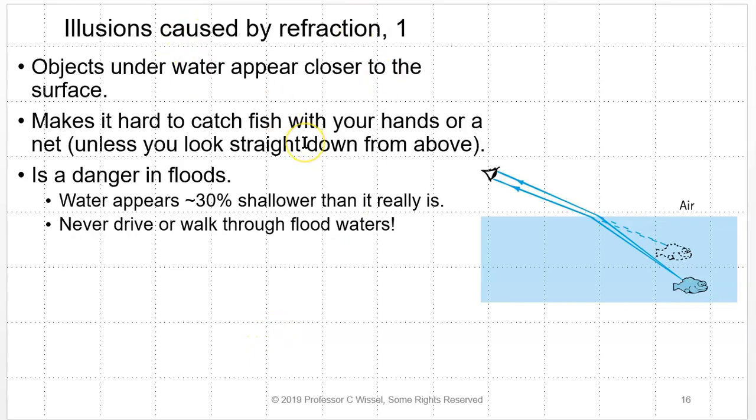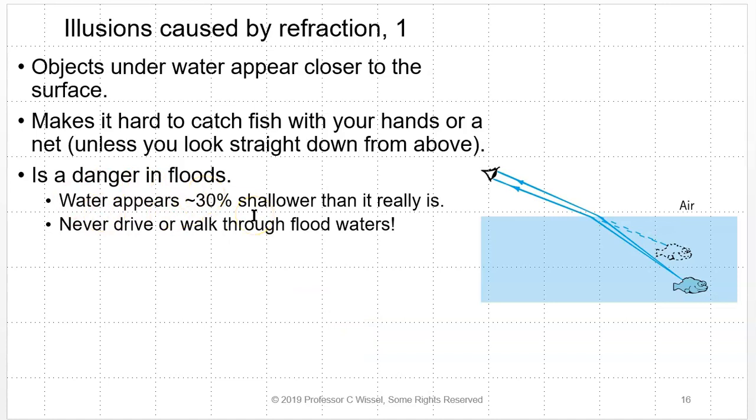Okay, now there's all kinds of illusions caused by refraction. Objects underwater appear closer to the surface. You've probably noticed this. You look for something at the bottom of the pool, and you try to bend and pick it up, and what happens? You miss it, right? It looks like it's here instead of there. It makes it really hard to catch a fish with your hands or a net unless you look straight down from above. It's very hard to shoot fish from the side or spearfish them from the side unless you go directly above them. This is also an extreme danger in floods.